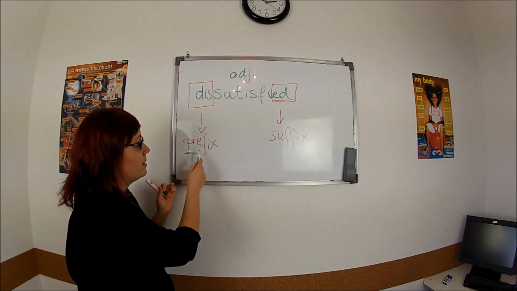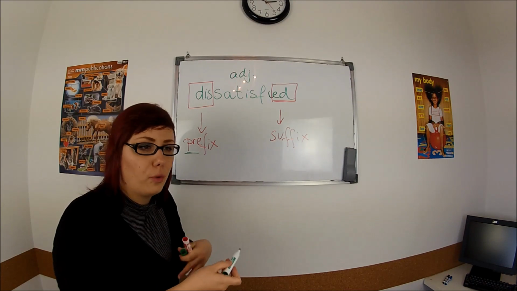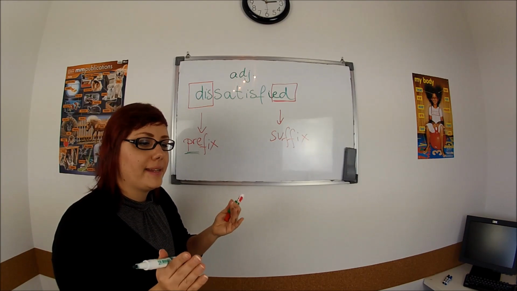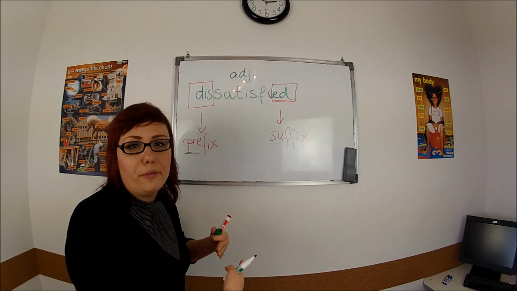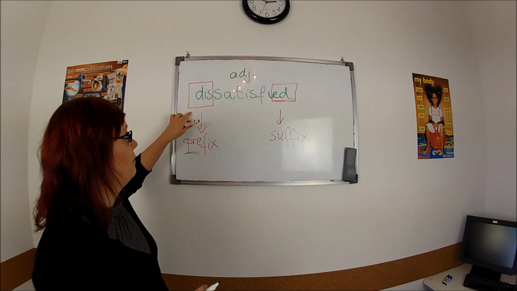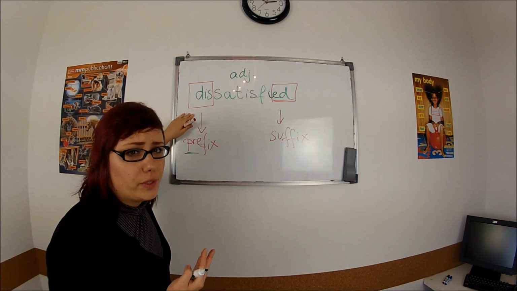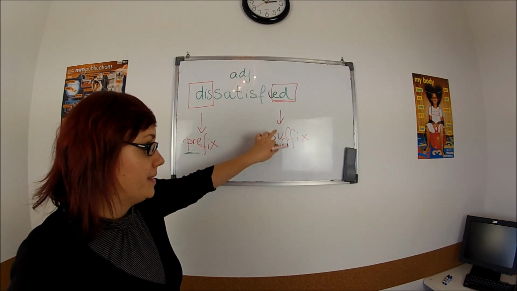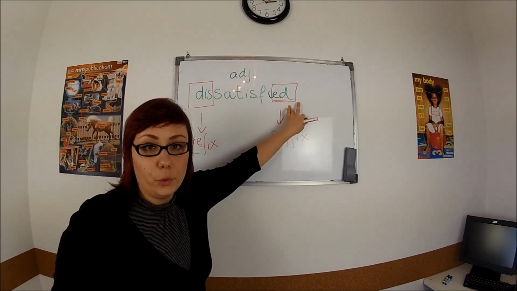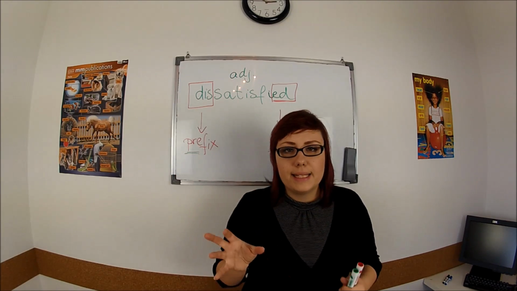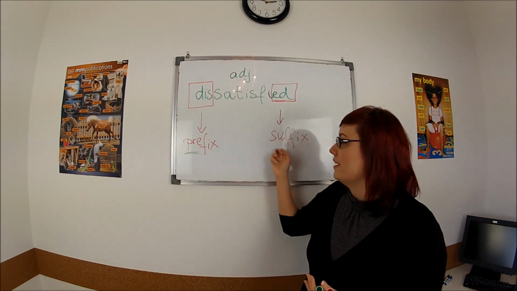So pre means before something, before a verb or before a noun. So pre means that it comes before something, okay? So it's a prefix, dis. It's a negative prefix, okay, because it makes the word negative. And here is the suffix because it's at the end of the word, okay? So ment is a noun suffix.